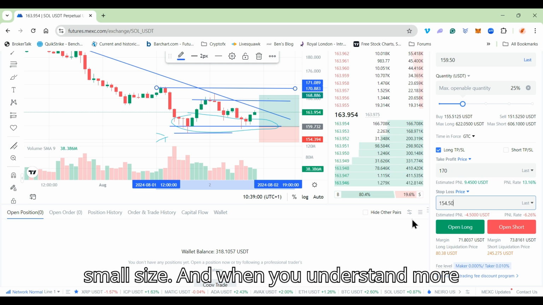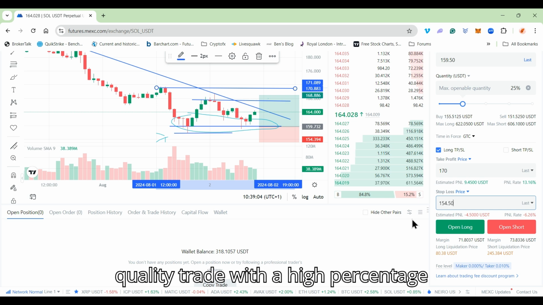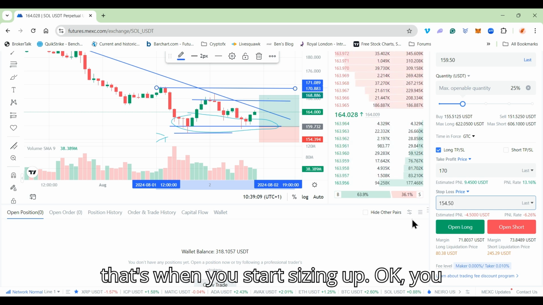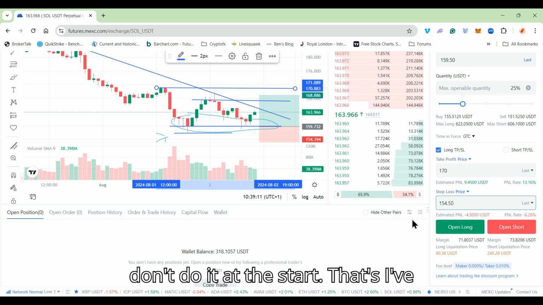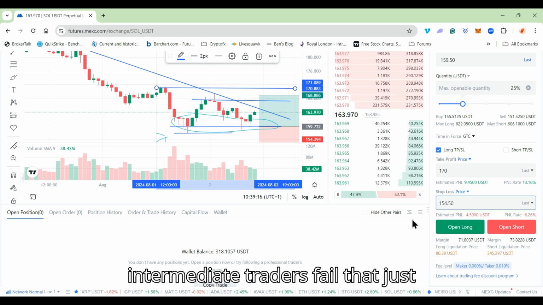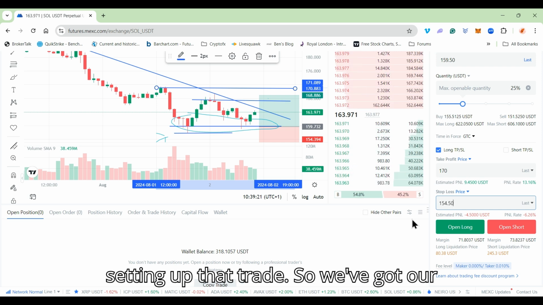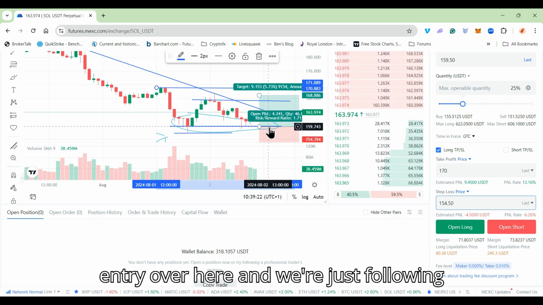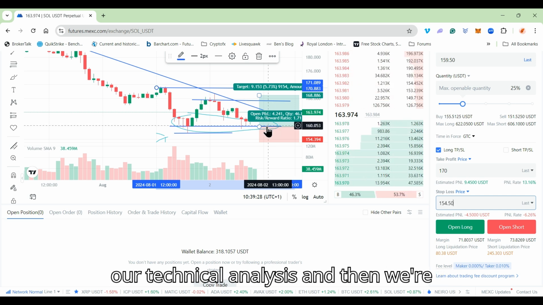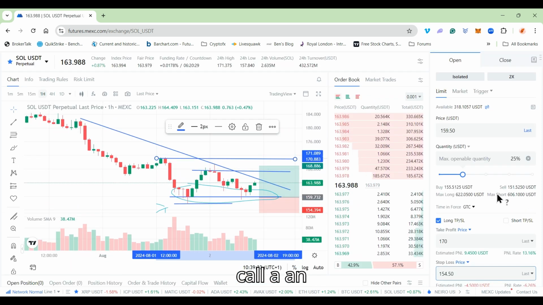And when you understand more and understand what a good quality trade with a high percentage chance of a success looks like, that's when you start sizing up. Okay, you don't do it at the start. I've seen so many traders fail, and even intermediate traders fail that just accelerate too fast. Okay, so that's setting up that trade. So we've got our entry over here, and we're just following these numbers that we've set up on our technical analysis, and then we're plugging them into this is what we call an order.